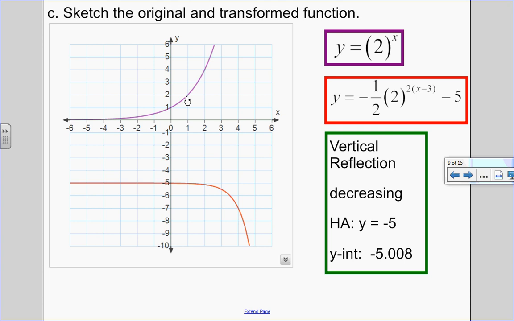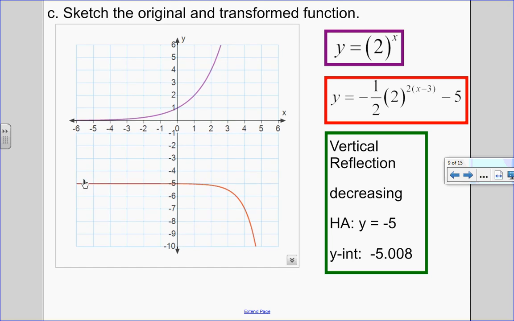So you can see this graph here, reflected. I have a horizontal asymptote at y equals to -5. So I can just draw that on there. And the y-intercept just a smidge below that. So that's what the graph would look like.